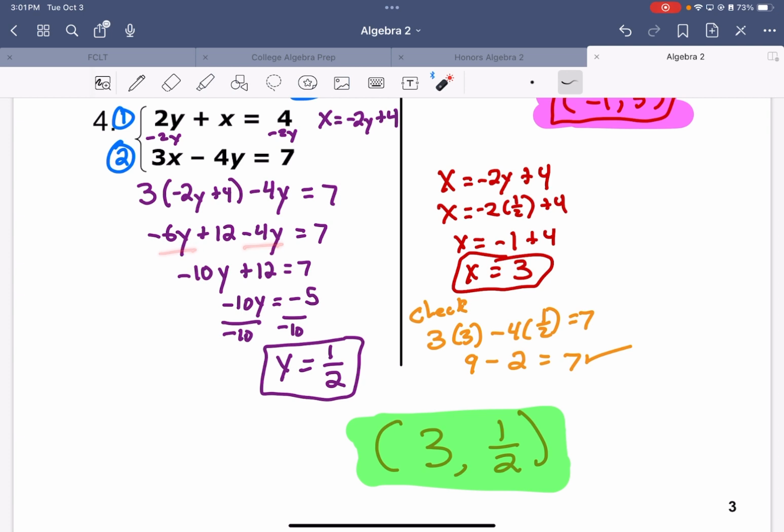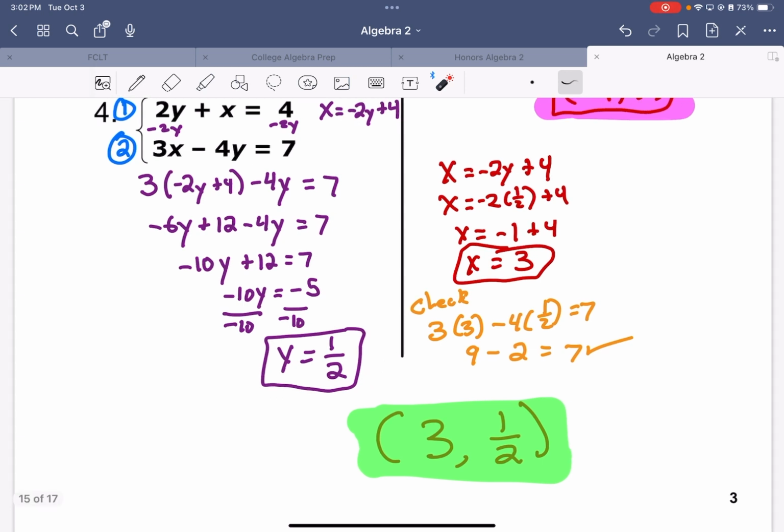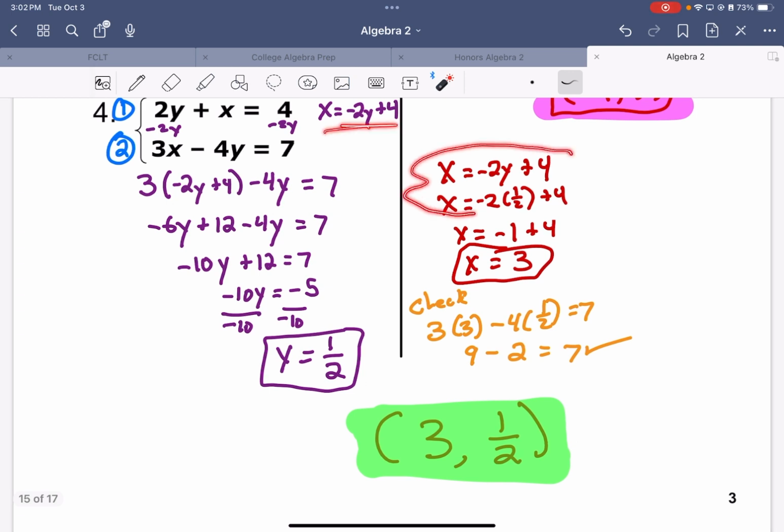Combined like terms: negative 4 and negative 6 is negative 10. Brought down the 12 and the 7. I subtracted 12 from both sides to get negative 5. Divided by negative 10 and got y is equal to 1/2. Thought, okay, that's fine. So I took that 1/2 and put it in my equation. Negative 2 times 1/2 is negative 1. Negative 1 plus 4 is 3. So that makes my solution (3, 1/2).